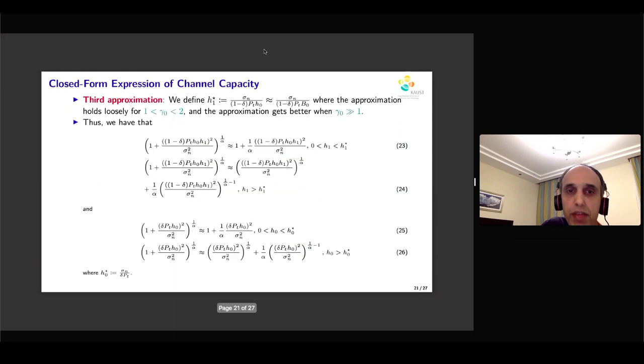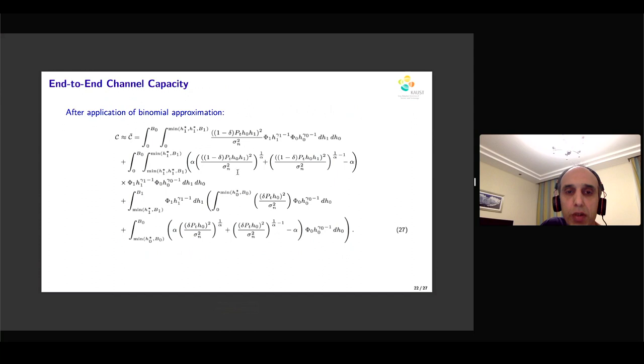And the third approximation is that you set your relay destination channel to this value, approximate A0 with B0. So I'm rushing through this. However, in the end, you get this approximate result, which is in closed form, and this can be computed using simple integration rules. I didn't bother to put the final expression here, but this can of course be computed very easily.